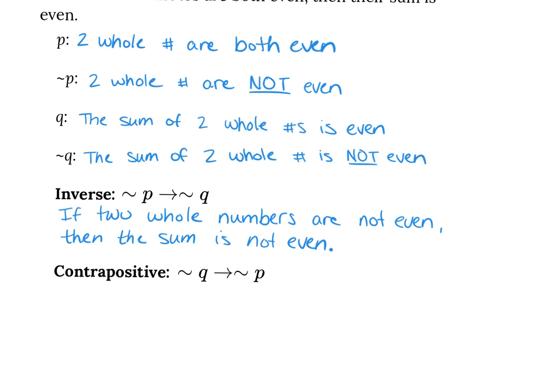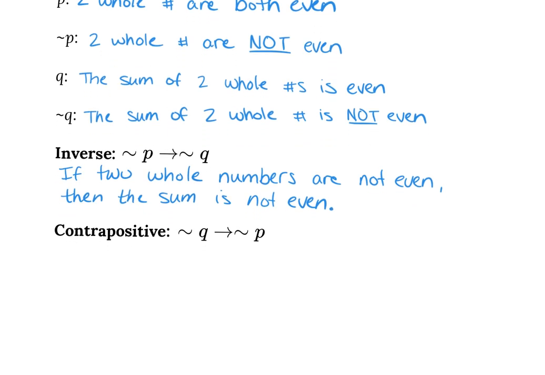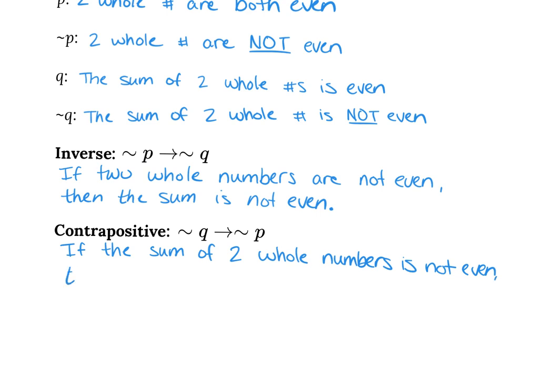And then our contrapositive, we are going to flip the negations. So if the sum of two whole numbers is not even, then the numbers are not even.